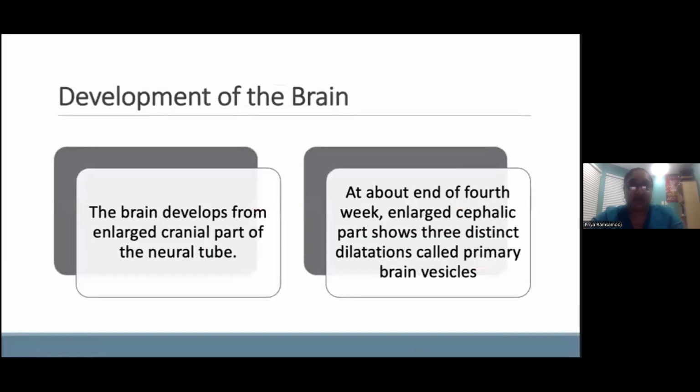Like we mentioned, the brain develops from the enlarged cranial part of this neural tube. The brain begins to develop in the third week. The neural tube cranial to the fourth pair of somites develops into the brain. At about the end of the fourth week, this enlarged cephalic part shows three distinct dilatations called the primary brain vesicles. Fusion of the neural folds in the cranial region and closure of the rostral neuropore allow these three primary brain vesicles to form.